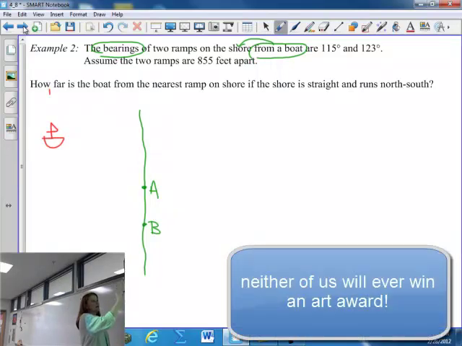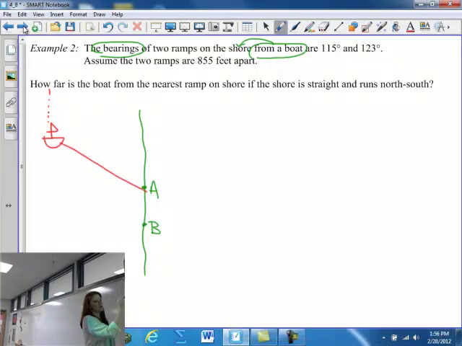So we've got this red boat, and we're going to do bearings measured from north. So from the boat to the first point, and the boat to the second point, is going to make a little triangle like this. The bearings to the 2 ramps on the shore are 115 degrees and 123 degrees. So from the north around to here is going to be 115, because that's the smaller of the two. And from the north around to there is going to be 123 degrees.